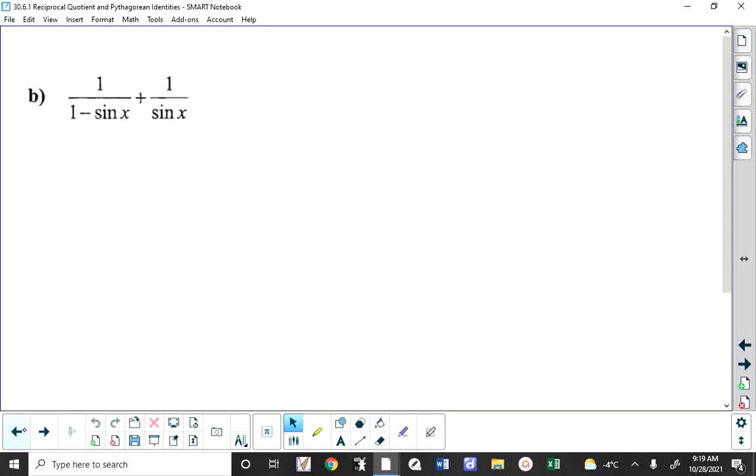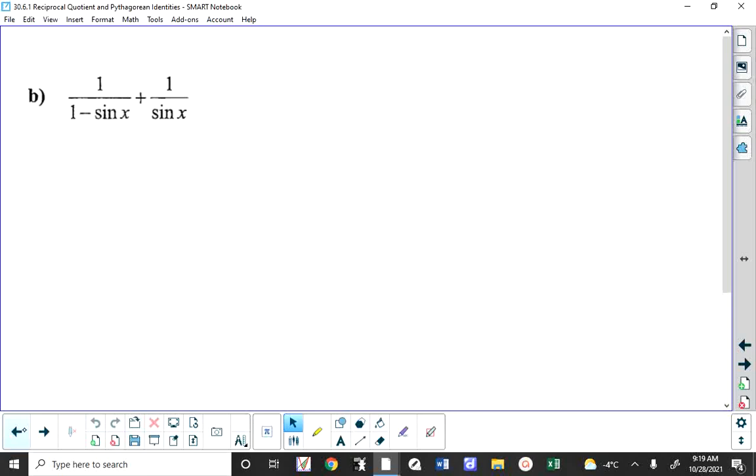So we have 1 over 1 minus sine of x plus 1 over sine of x. We have to put these two fractions together using a common denominator. Everything's already written in terms of sine. There's nothing to factor. I don't see anything there that's recognizable as another identity, like I don't see 1 plus cotangent squared of x. So all I'm left with are fractions.